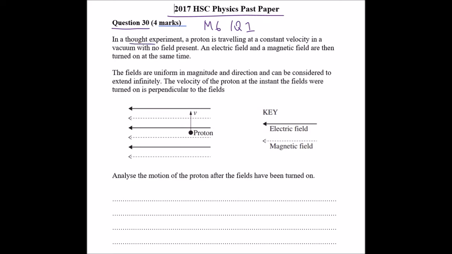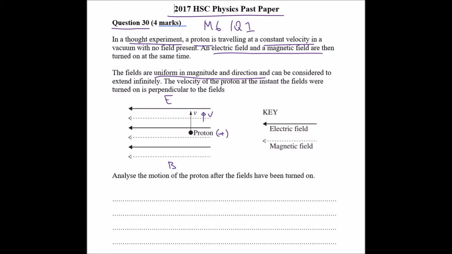So think of this thought experiment. We have a proton, so that's a positive charge, that is traveling at a constant velocity, so it has a velocity going up that way, in a vacuum with no field present. Afterwards, we've included an electric field and a magnetic field at the same time. They are uniform in magnitude and direction. So the electric field is going in this direction. The magnetic field is also going in that direction. The velocity of the proton at the instant the fields turn on is perpendicular to the fields.